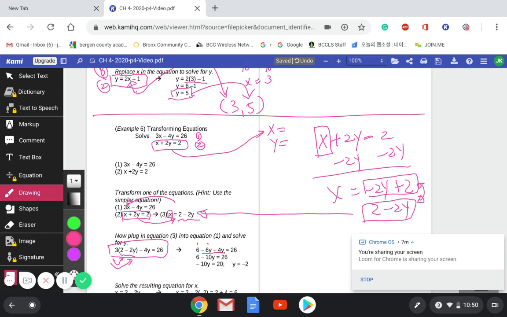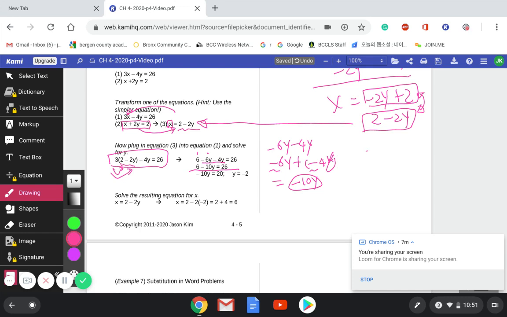If you combine negative 6y and negative 4y, they have the same sign, negative and negative, so you end up with negative 10y. So 6 minus 10y equals 26. Now we solve 6 minus 10y equals 26. You move the 6, so minus 6 on both sides, and you end up with negative 10y equals 20.